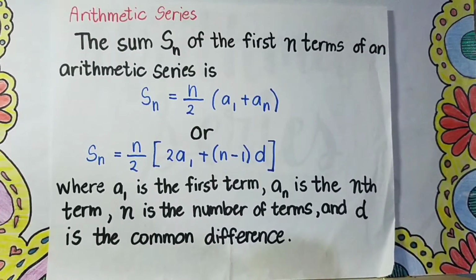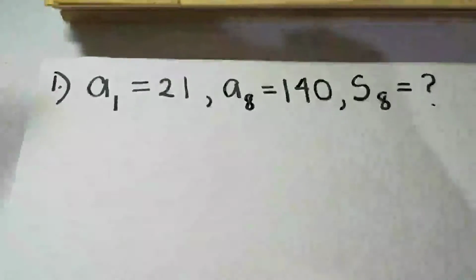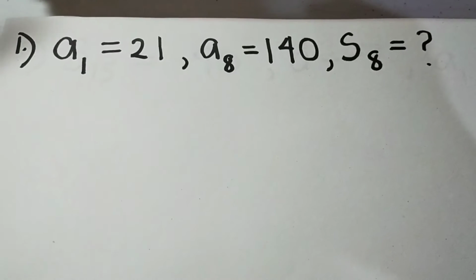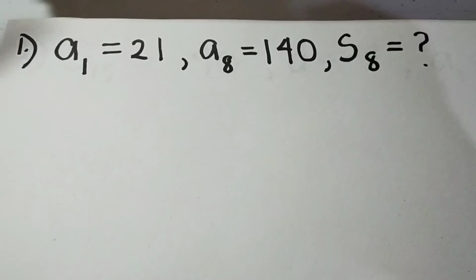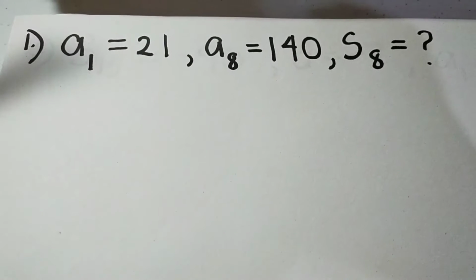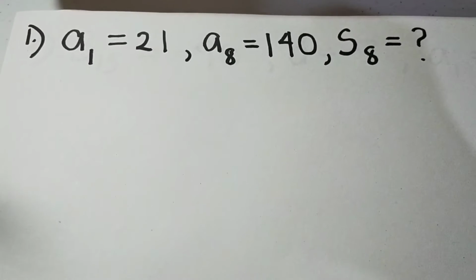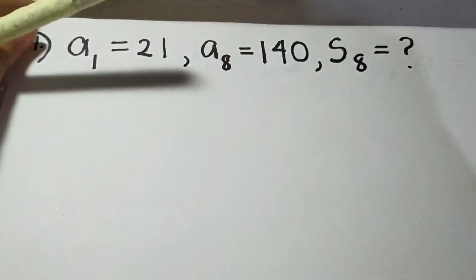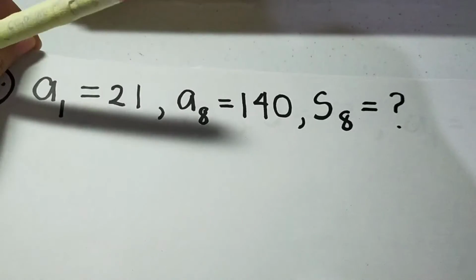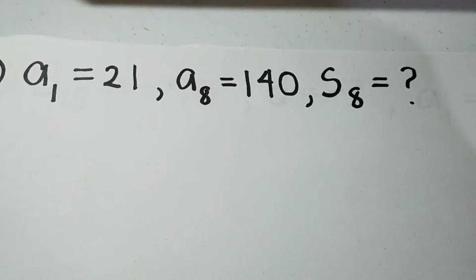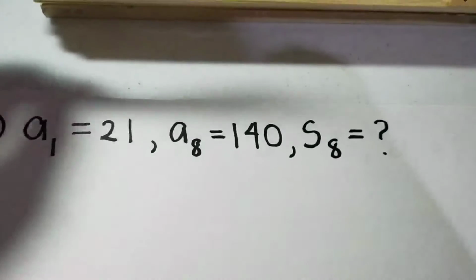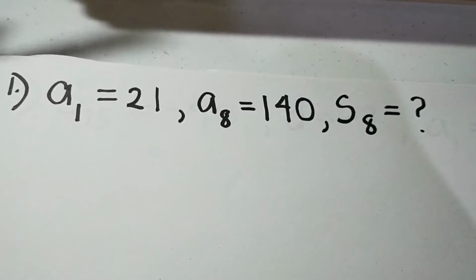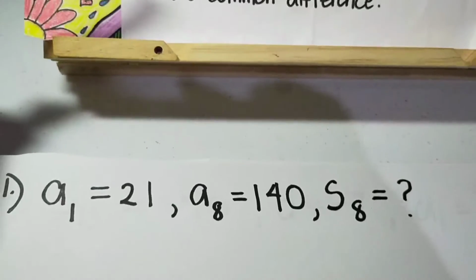So, let's have the first example. For this one, the given is a sub 1 is equals to 21, a sub 8 is equals to 140, and S sub 8 is equals to, so the missing term is S sub 8. So, ano nga ba ang formula na gagamitin natin sa example na ito? Kung first formula ba or yung second formula?